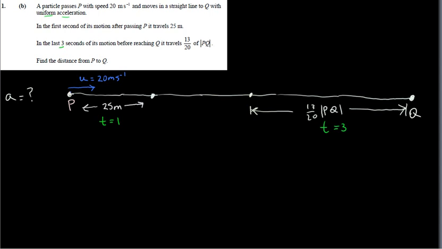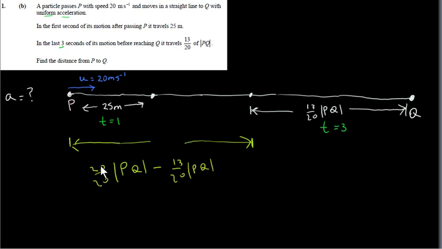Now, in particular, that means that the distance from point P to this point here can be got in terms of PQ. The total distance from P to Q is just PQ. We don't know what it is. But this distance here is PQ minus this distance, 13/20ths PQ. We can write 1 PQ as 20 over 20 PQ, so we have 20 minus 13 is 7/20ths PQ.